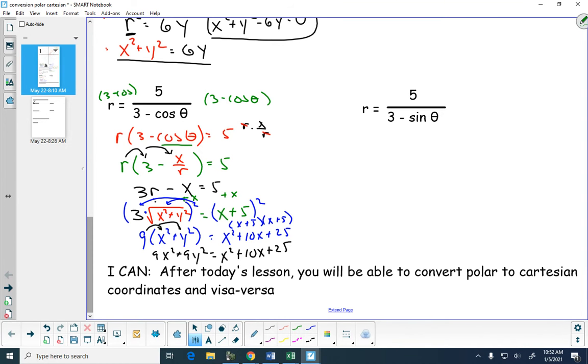Once again, you want to collect all the variables on one side and the numbers on the other. Taking your x squared over, we subtract x squared and subtract 10x. So we're left with 8x squared plus 9y squared minus 10x is equal to 25. Once again, when we don't have an r squared in there, the problem just becomes a little bit more lengthy, and you have to have patience to go through the problem.